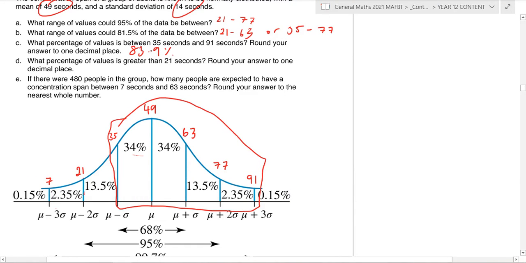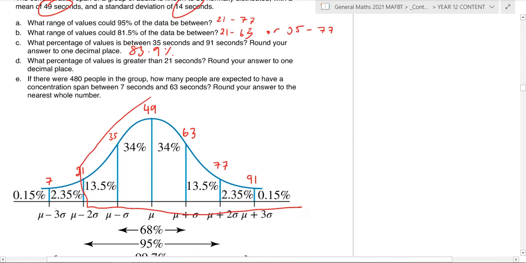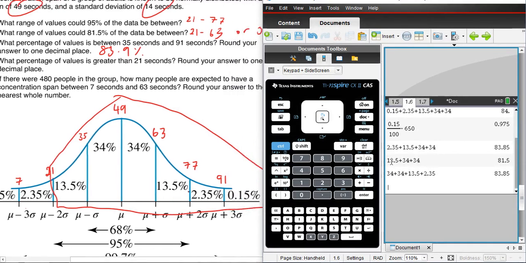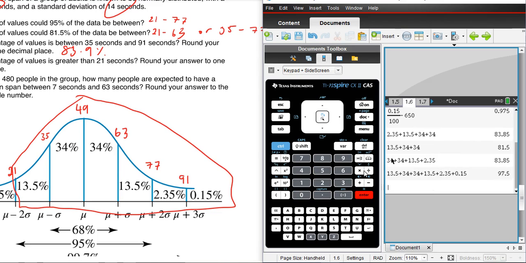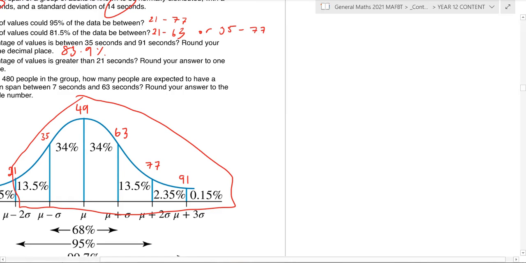What percentage of the values is greater than 21 seconds? All right, so you're looking at how many of the values are greater than 21 seconds. So that means you're going to add all of this. On my calculator, let's add all the percentages: 13.5 plus 34 plus 34 plus 13.5 plus 2.35 plus 0.15, which is 97.5. If you can see a shortcut to this, guys, I would highly recommend that you do it.